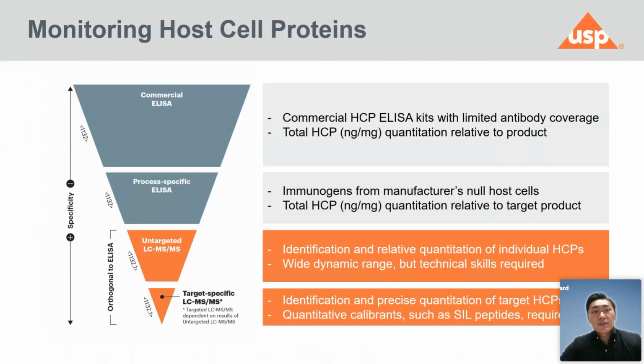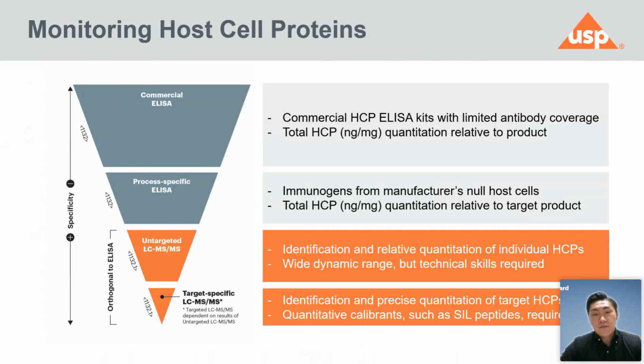And then what are some of the strategies for monitoring host cell protein? The most common one that we see is the commercial ELISA kit. These are commercial ELISA kits with limited antibody coverage, but they're pretty good for initial development during the early clinical phases. And the measurement output is total HCP in nanograms per mg, which is relative to the product.